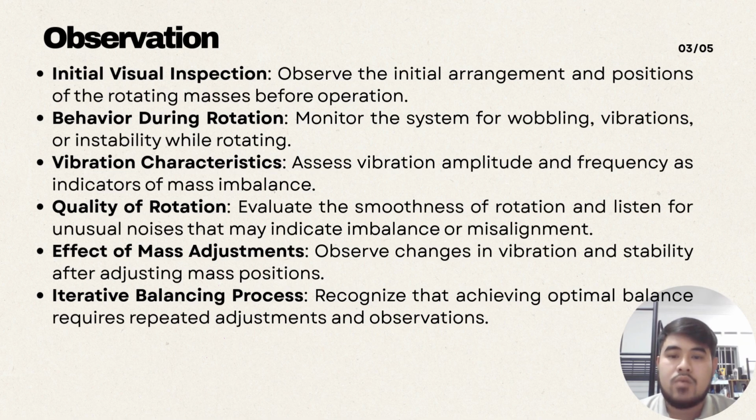Next, quality of rotation: evaluate the smoothness of rotation and listen for unusual noises that may indicate imbalance or misalignment. Next, effect of mass adjustment: observe change in vibration and stability after adjusting mass position. Lastly is the iterative balancing process: recognize that achieving optimal balance requires repeated adjustment and observation.